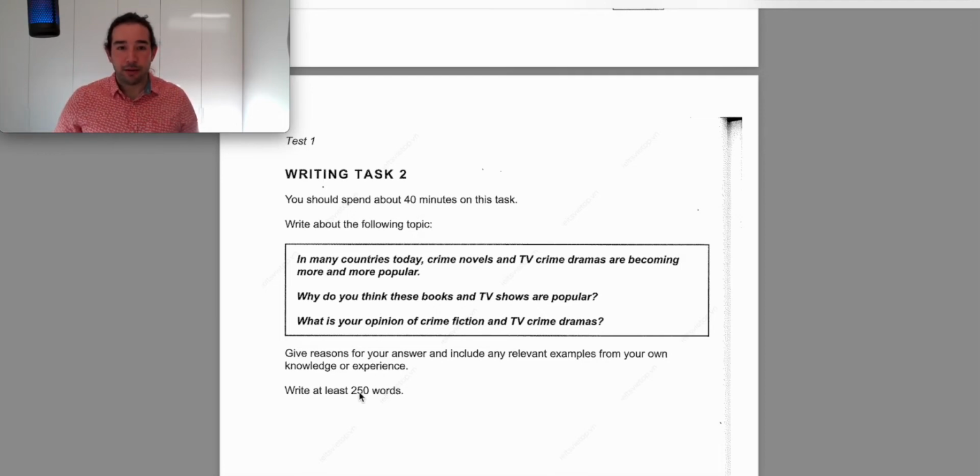So for example, look, the word count here is 250. I've met people that do 350 words, and that's probably too much. And on the flip side, there are others that write barely 200, so it's something that we need to be careful with and try to adjust to and be closer to this word count.